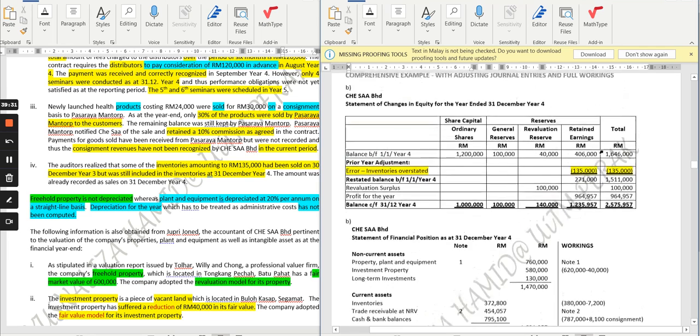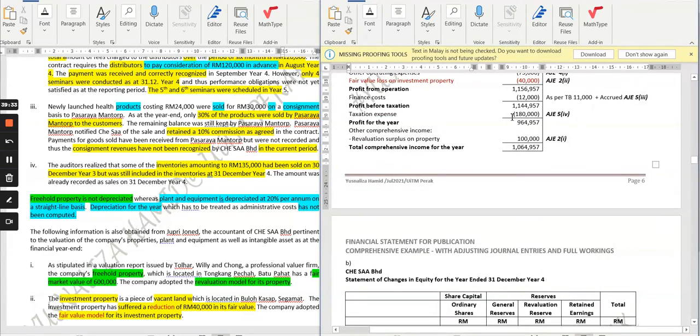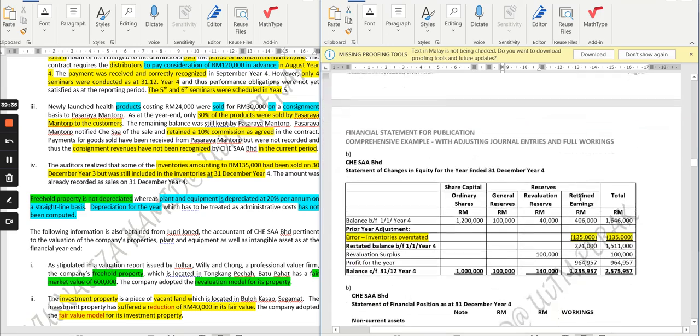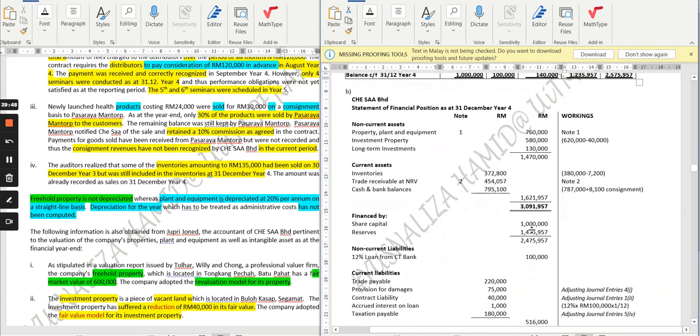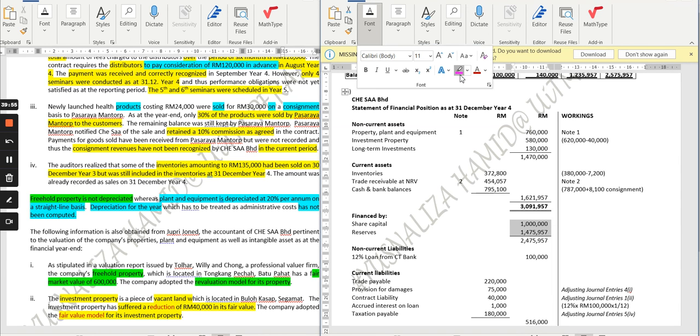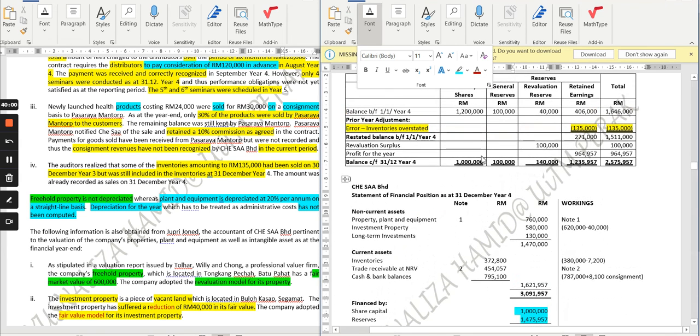Profit for the year, this one is from here. This figure is the figure here. Then you have your item for total revenue, total share capital and reserve. The total share capital will be here, and the total of this, 4 items here.